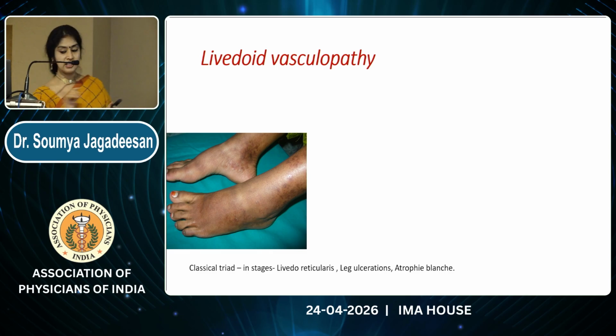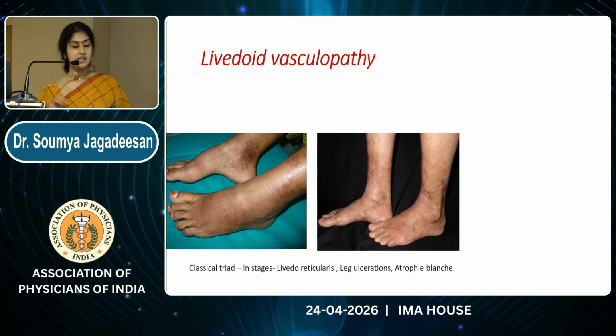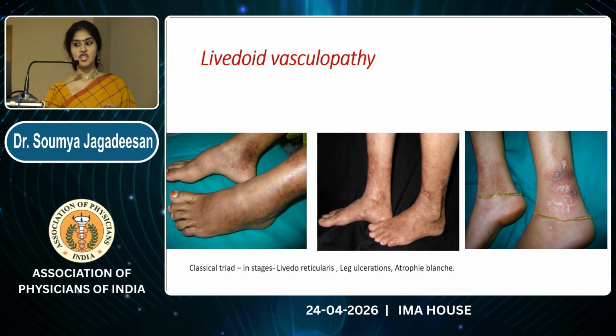That is the first stage, followed by the second stage, which is the ulcer stage, and the third stage, which is atrophie blanche. Have you heard about atrophie blanche? This is the third stage. You can see the porcelain atrophic scars here. Porcelain white they are, and they are surrounded by stellate hypopigmentation and erythema. This is classical of a vasculopathy.